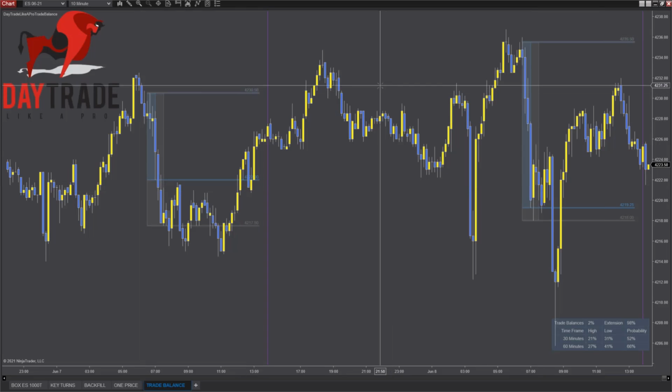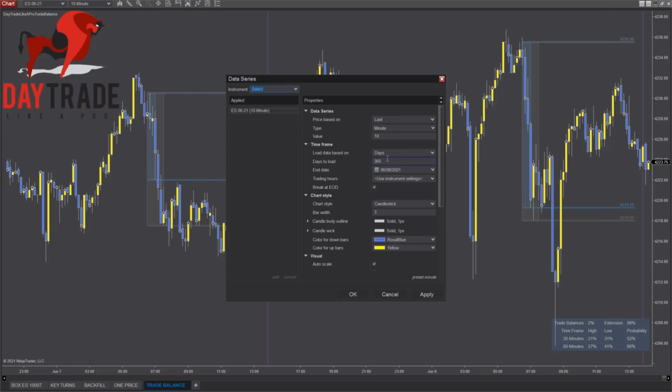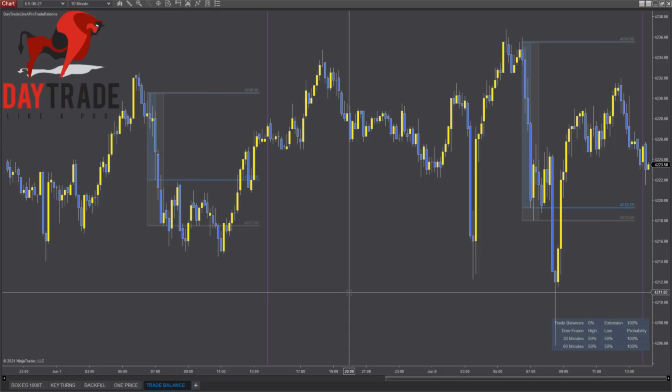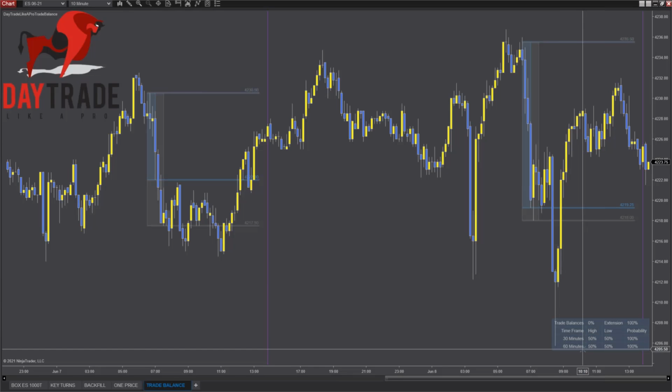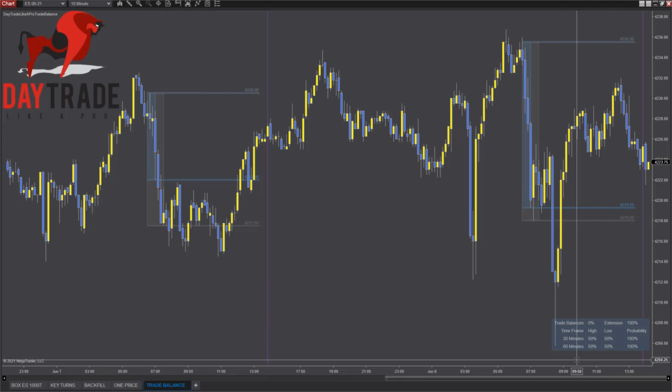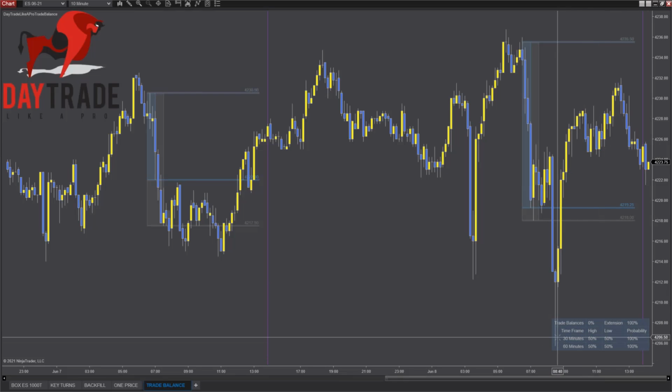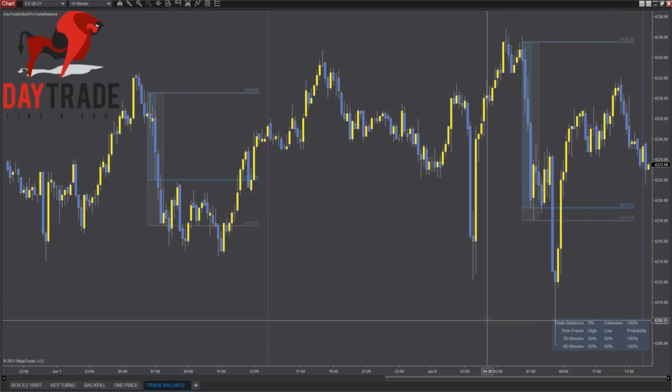Now, something that could be kind of useful to know: if I go into my data series and load this, and I say I just want to see the last 5 trading days, it hasn't traded in balance one day in the last 5 days. In fact, it's been pretty interesting. So you have the high and the low. Half the time it's trading above and half the time it's trading below.